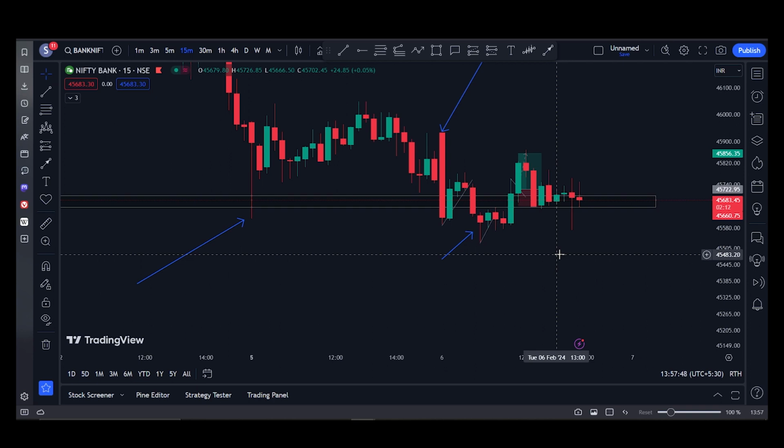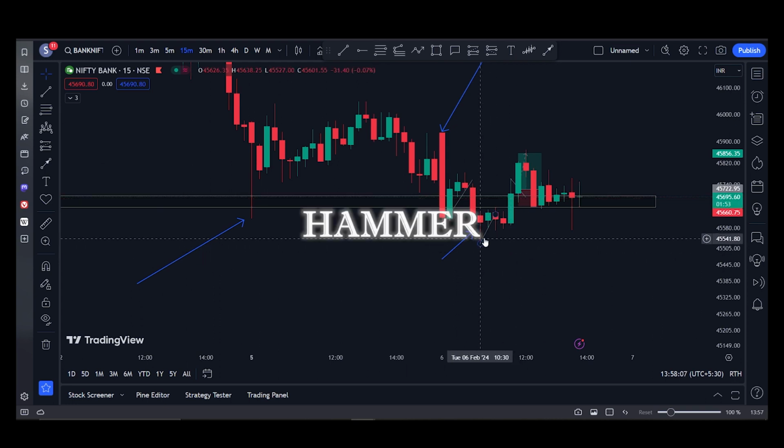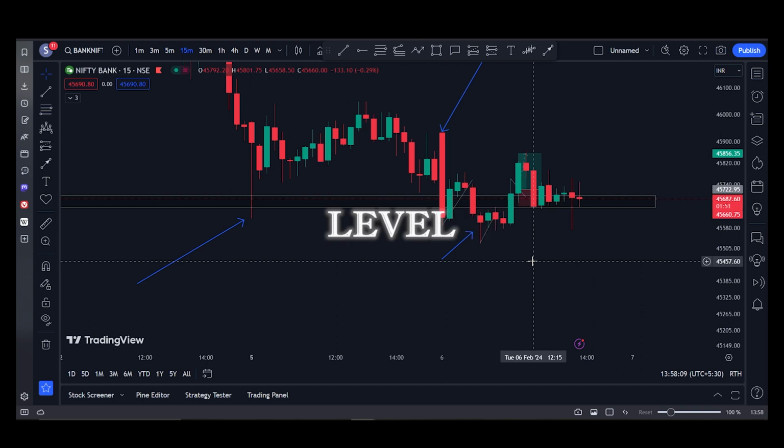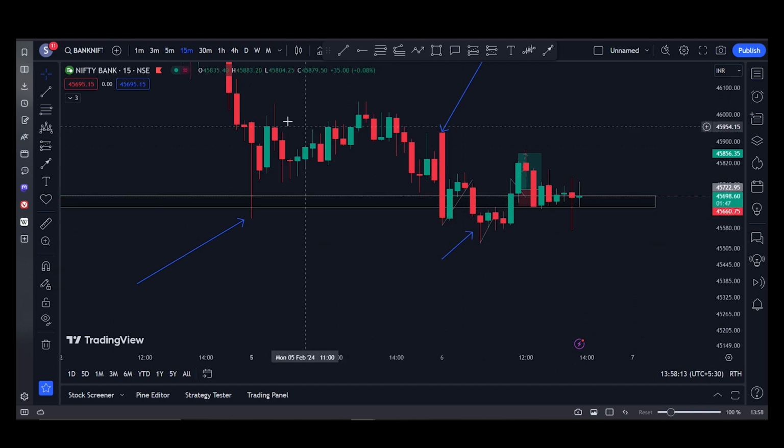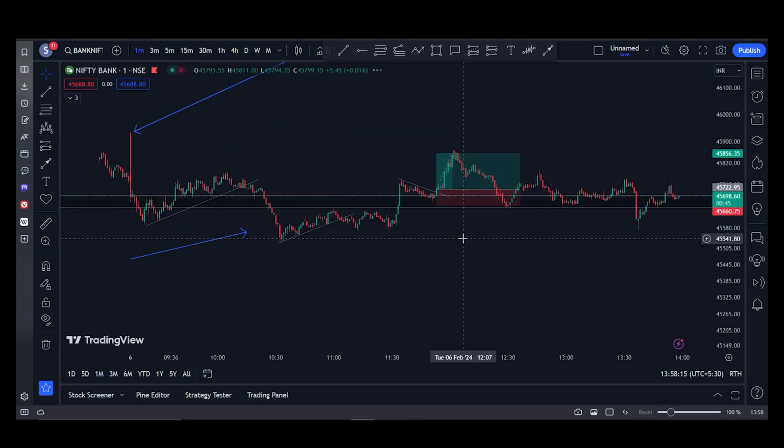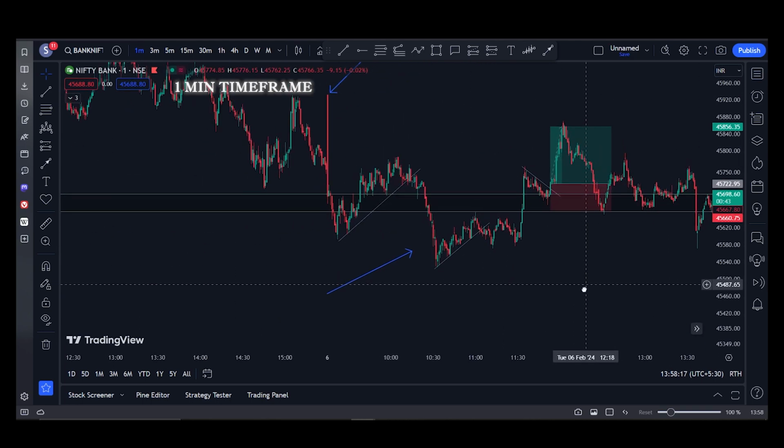In case this red hammer candle was formed just like this strong red candle, then we could have definitely entered into this bearish side sell breakdown setup. But because of this hammer candle, I stopped. So my two contingencies are fulfilled, that is this hammer candle and the 50% Fibonacci level. Because of this, I stopped taking this sell side setup. Now let's jump into the 1 minute time frame.